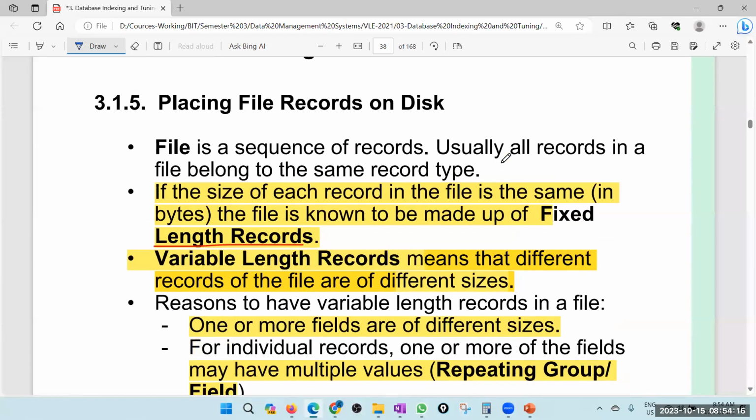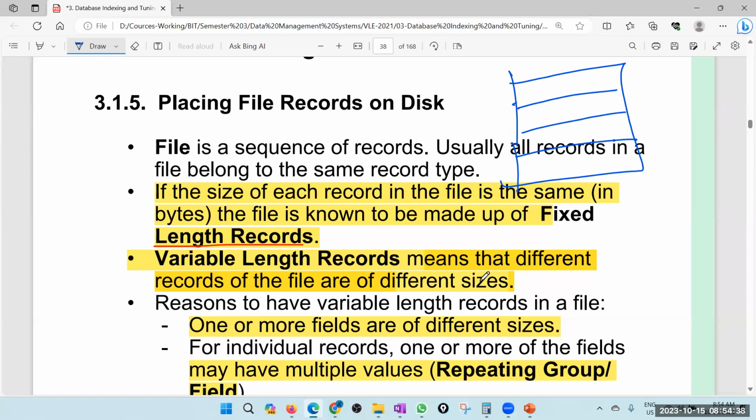Right. So placing file record on a disk. Now we are into the physical storage organization. So at physical level, we call it file, not table. Okay. So in a file, we have again a set of records. Right. Of course, you don't have to look at a file like this.